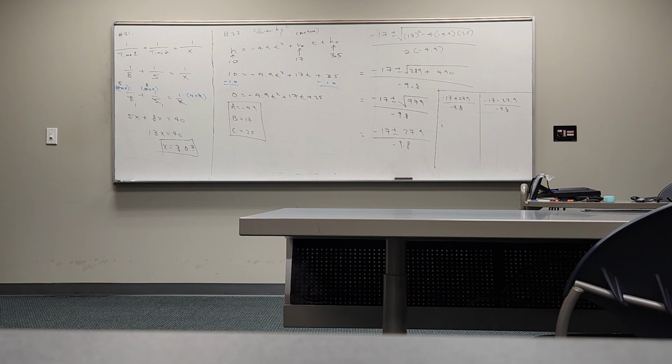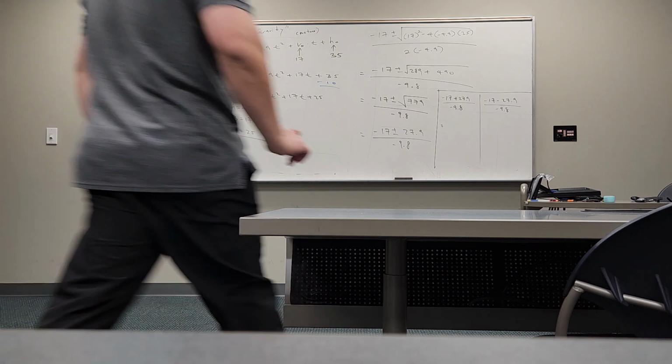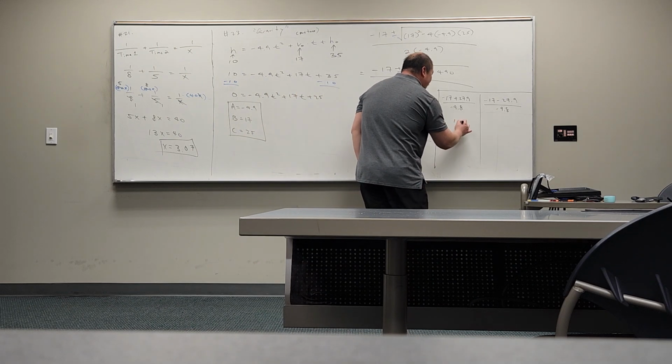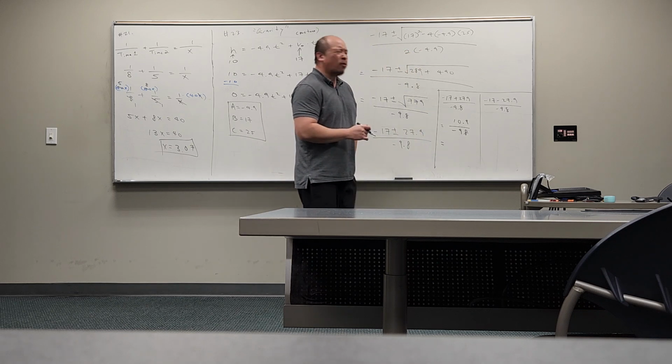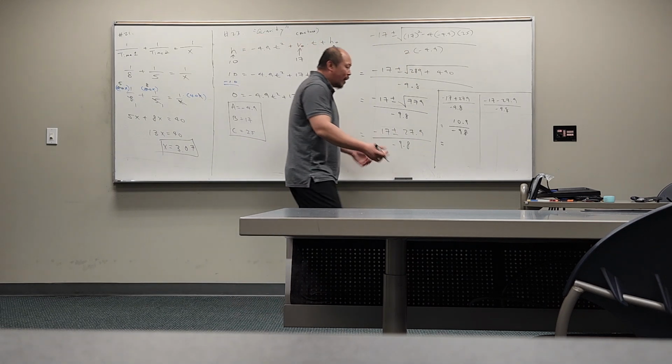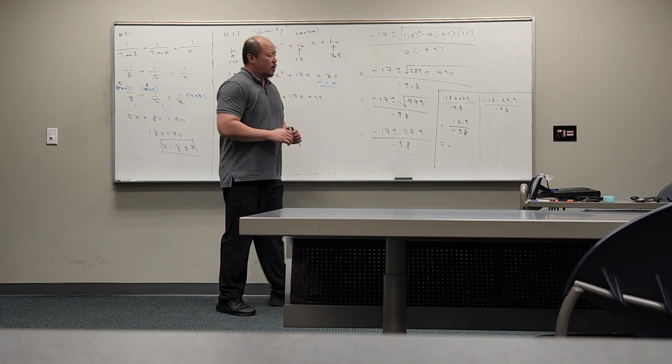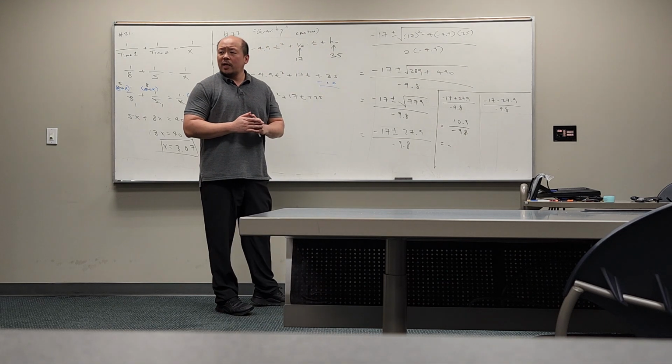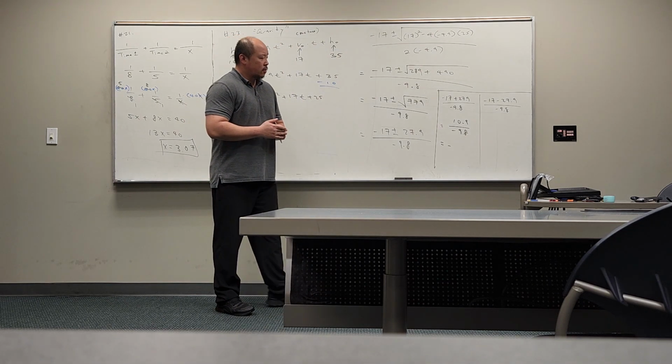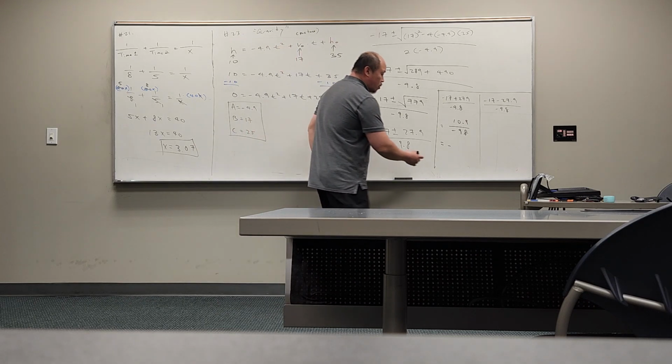Oh, negatives, right? 17. And then plus 27.9. That's 10.9. So this is a positive 10.9 over negative 9.8. Can you divide 10.9 by 9.8? The answer will be negative, regardless. 10.9 divided by negative 9.8 will be negative 1.11.